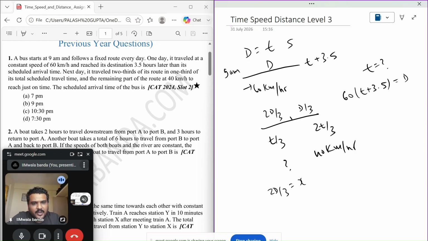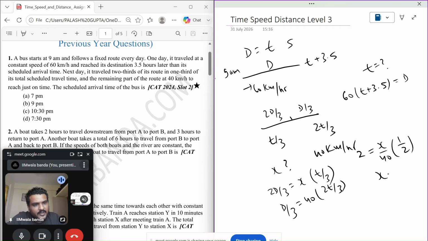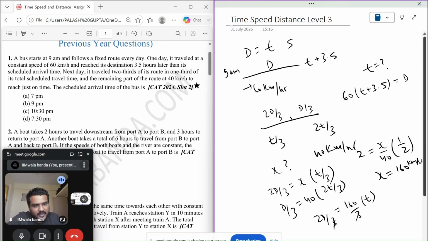2d by 3 is equal to, let's say it was x speed and it took t by 3 time, and d by 3 is at 40 speed with 2t by 3. So if you divide the two, you will get this, right? So x comes out to be 160 kilometers per hour. So this I know, and I need to find t. So let's put in one of the equations. 2t by 3 is equal to 160 by 3 into time t. 3 and 3 will get cancelled. This will be 80. Distance is 80t.